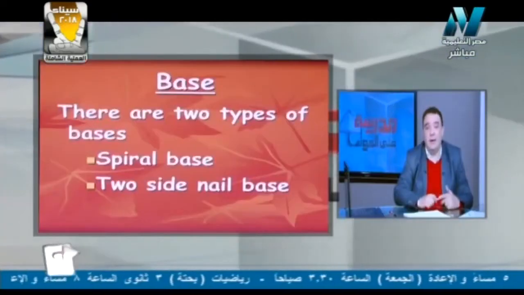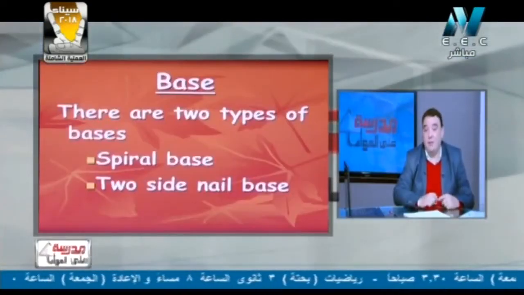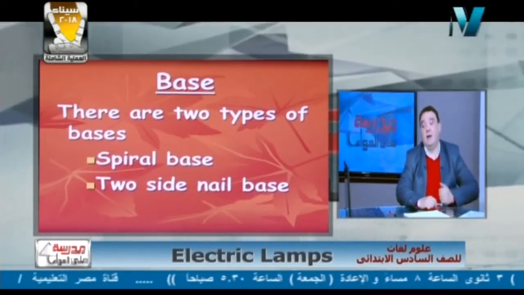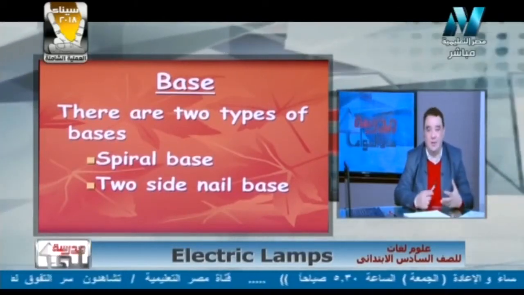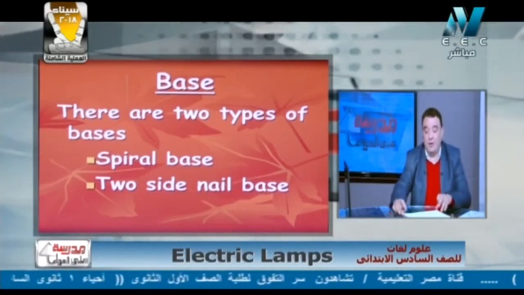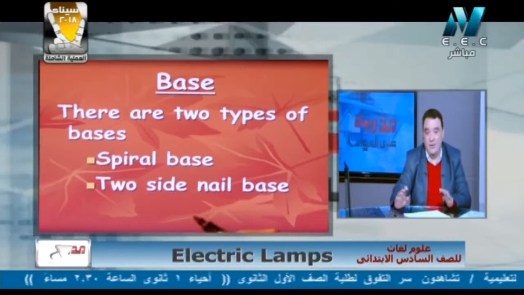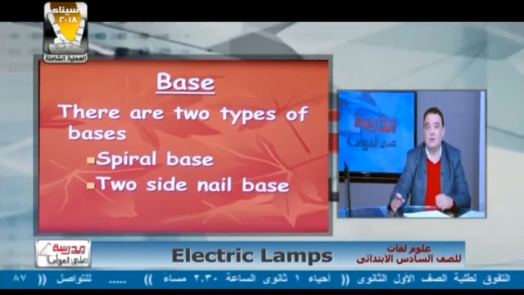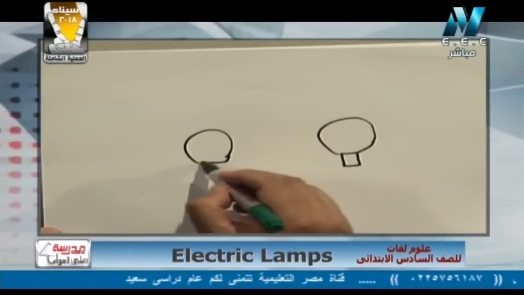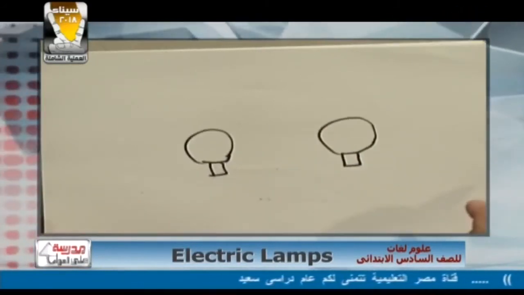So now what about the base? What is the shape of the base? As I said before there are two types of base, which are spiral base, which is called the Edison or commercial type, and also two side nail base. So now let me draw a sample drawing for the difference between spiral base and also the two side nail base. Spiral base: each lamp has a glass bulb. Okay.